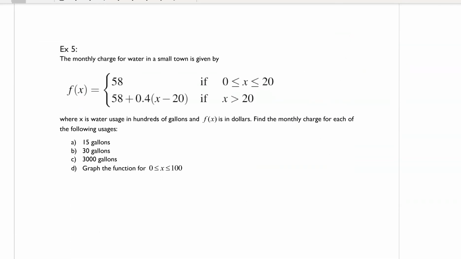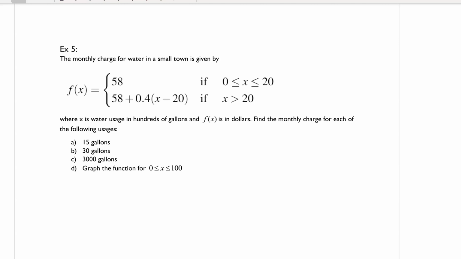So let's move on to talking about example 5. It says the monthly charge for water in a small town is given by the function f of x equals that, where x is water usage in hundreds of gallons and f of x is in dollars.